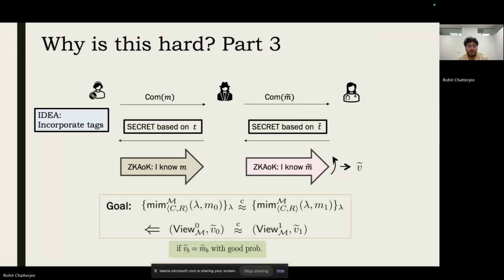A dumb naive question: as the man in the middle, why can't I just neglect the secret based on T and T tilde altogether and just focus on extracting m? Yes, if I'm proving this more general zero knowledge statement, it's not just I know m, it's I know m and something about T. Precisely. Explicitly, something has to depend on T. Okay.